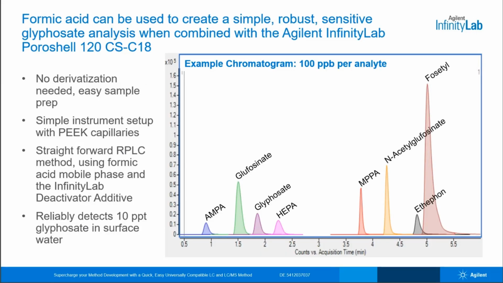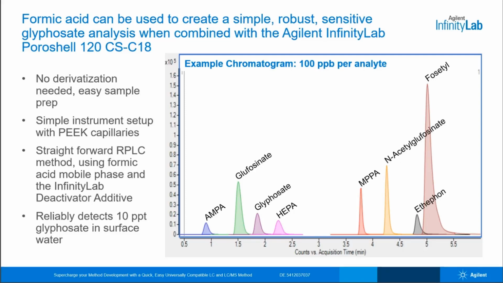Here is a simple sensitive robust analysis of glyphosate and a few related compounds. As promised, this method uses a simple formic acid mobile phase with a methanol gradient and it reliably detects 10 ppt glyphosate with LC-MS and MS detection.